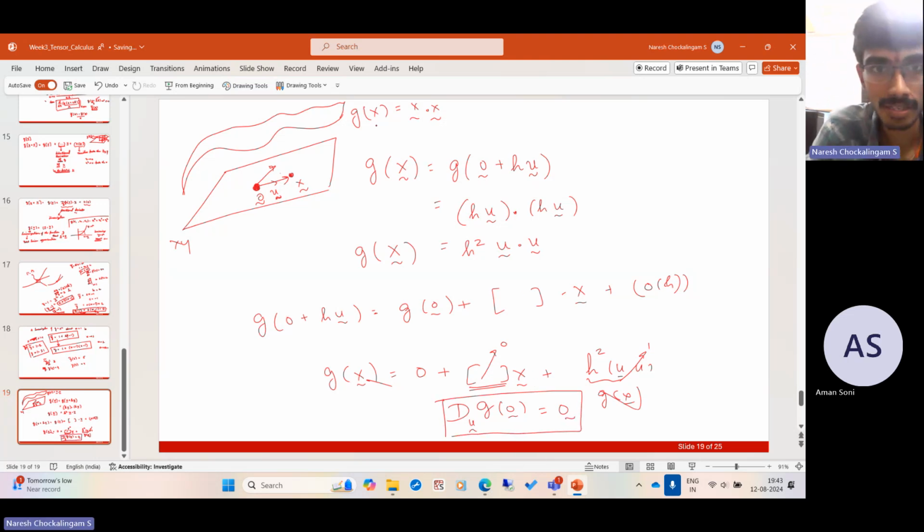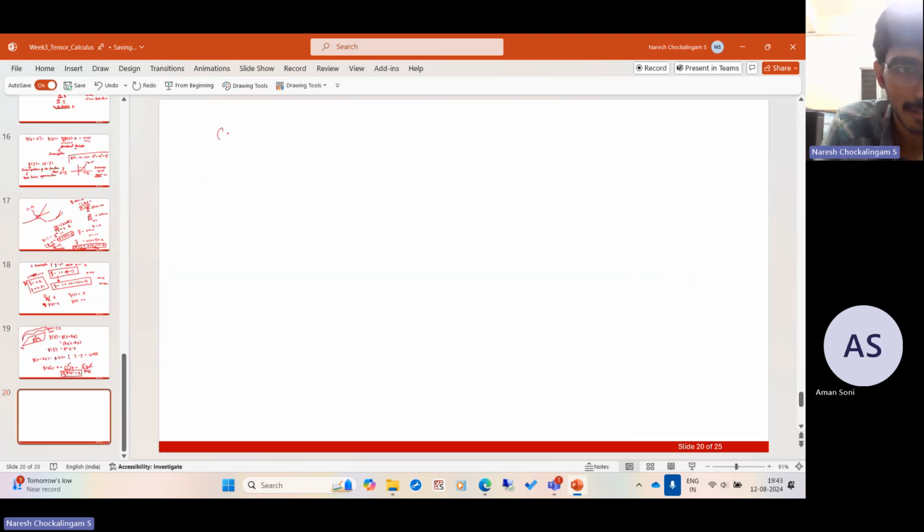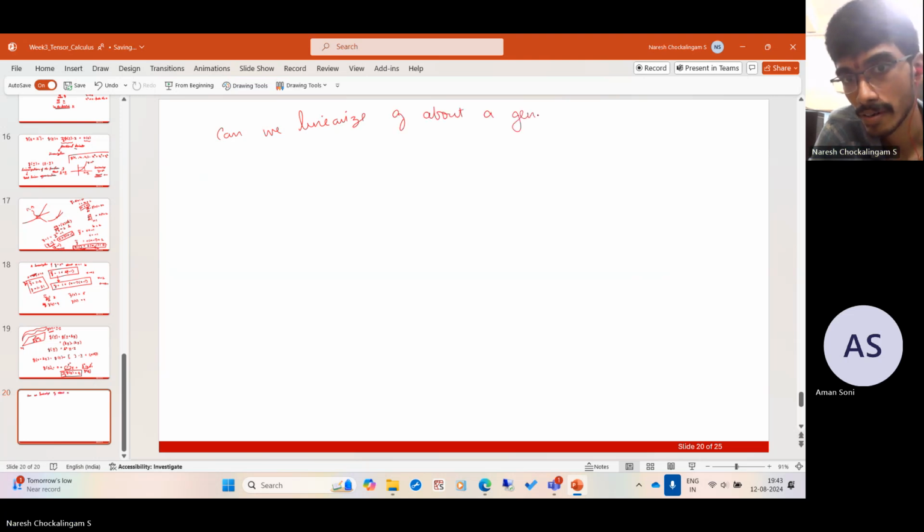So for this function g of x given as x dot x, the linearization of this function about the point x equal to 0 is just 0. But can we construct a linearization, or can we linearize g about a general point x? Can we do that?